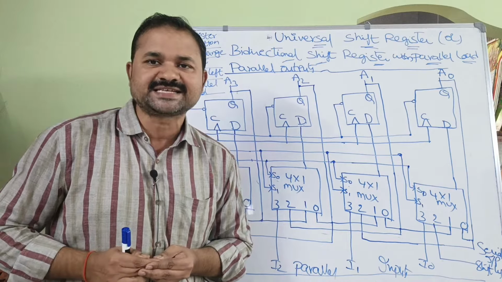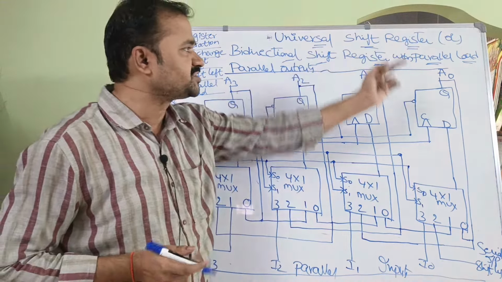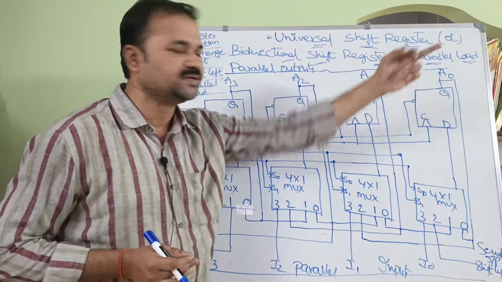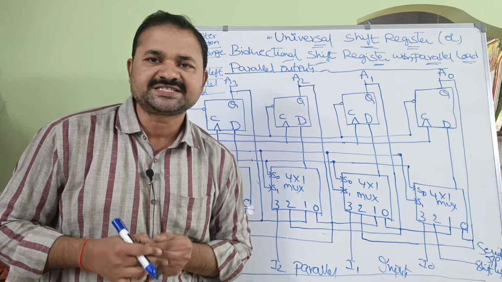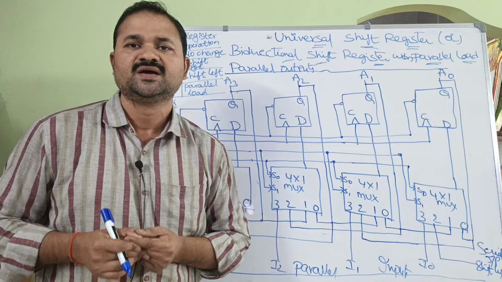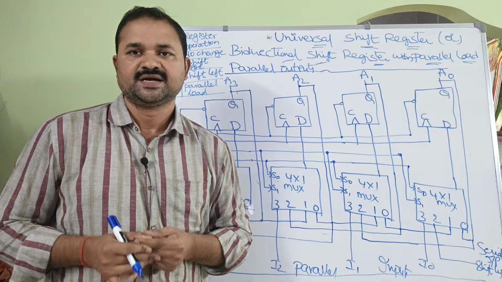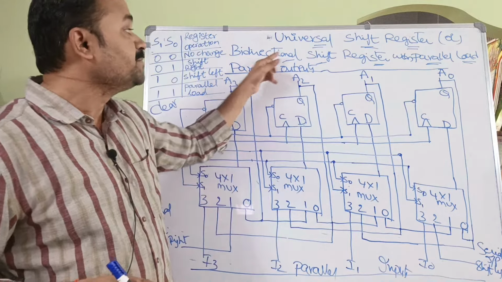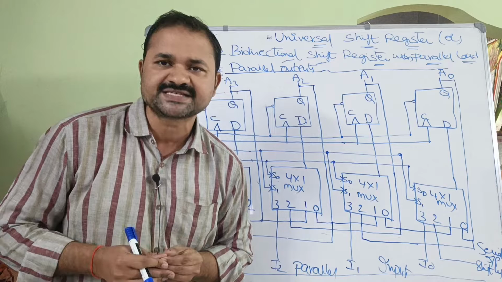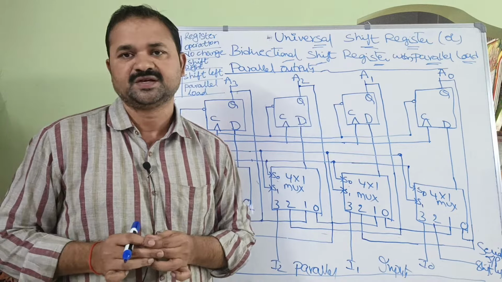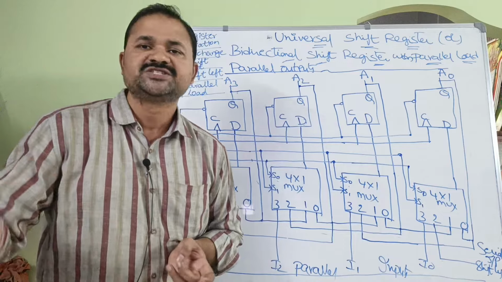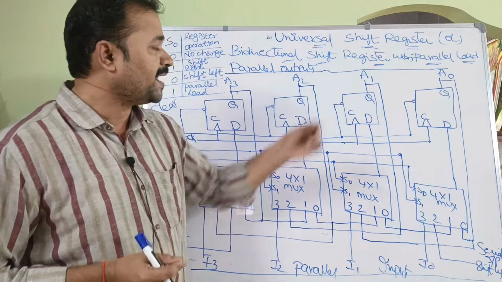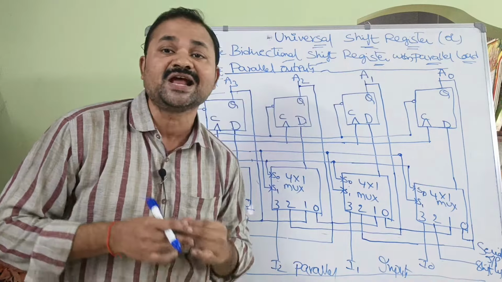Now let us discuss the universal shift register, or bidirectional shift register with parallel load. In the last class we already saw the bidirectional shift register. A shift register which is capable of shifting the data in both directions is called a bidirectional shift register. That means we can perform shift right as well as shift left operation. But here we can do parallel load also.